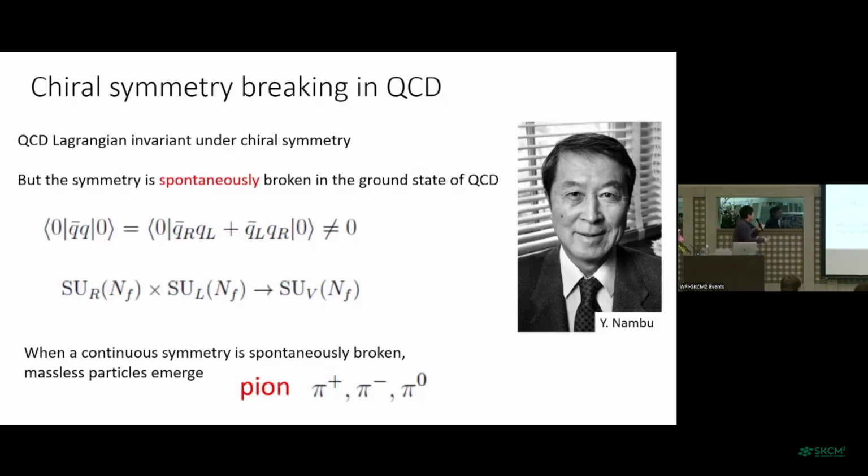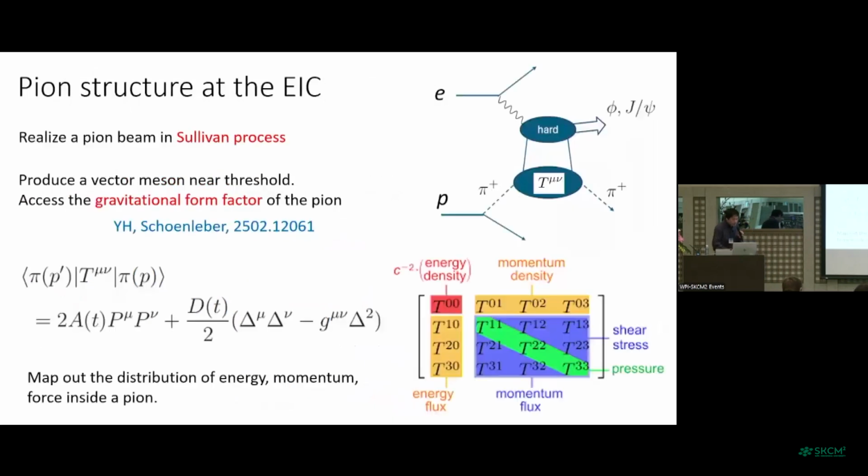And this chiral symmetry is a continuous symmetry. It is a well-known fact that when a continuous symmetry is spontaneously broken, a massless particle emerges. And this is nothing but the pions of the strong interaction, which are almost massless. It's actually not massless because quarks are massive, but approximately you can treat it as a massless particle. That's the origin of the pion.